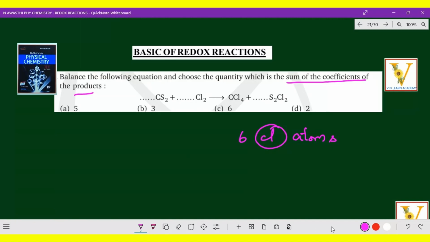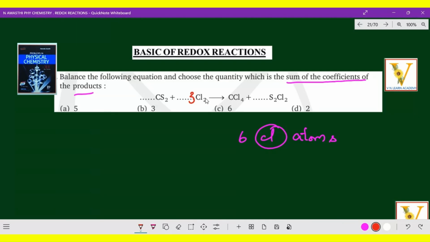So can we put 3 here? If we put 3 here, we get 6 chlorine atoms, whereas carbon is only 1. Yes, and 2 of course. Is it a balanced equation? Yes, balanced. Now they are asking about the sum of the coefficient of the product. See, even in math they ask about the coefficient of a polynomial, the sum of the coefficients of a polynomial: substitute 1 for every variable in the expression.